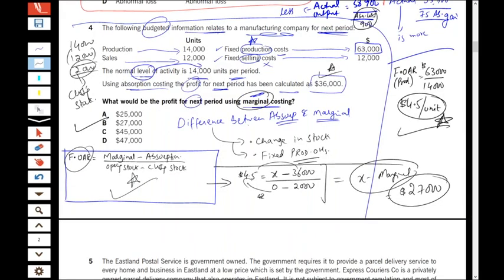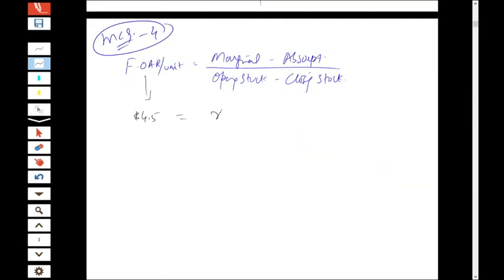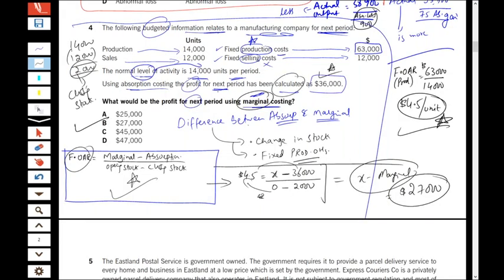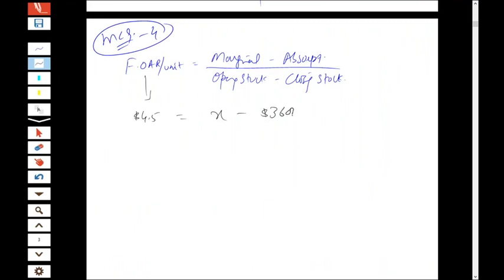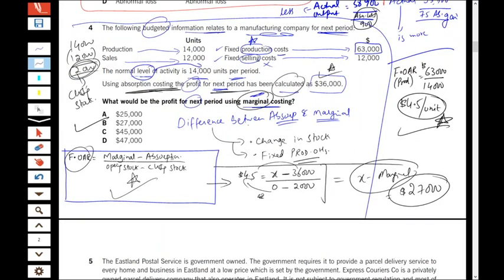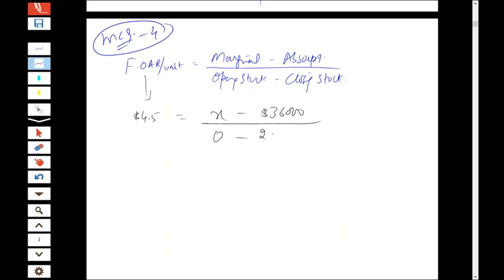Marginal profit is X, unknown to me, and absorption profit is given: 36,000. Opening stock is 0 and your closing stock is 2,000, because you had produced 14,000 and sold 12,000, remaining is that 2,000. So simply 4.5 is equal to X minus 36,000 divided by minus 2,000.